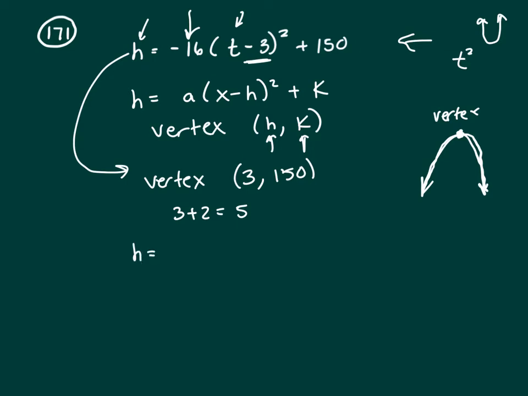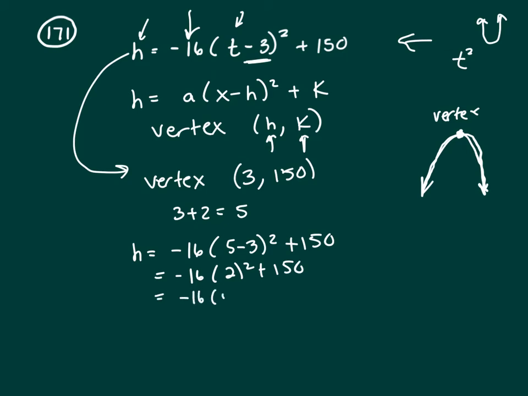So you do height equals negative 16 times (5 minus 3) squared plus 150. And that's negative 16 times 2 squared plus 150. So this is negative 16 times 4 plus 150. And that's negative 64 plus 150. And if you go on the side of your paper and do 150 minus 64, or do it in your head, the answer's 86.